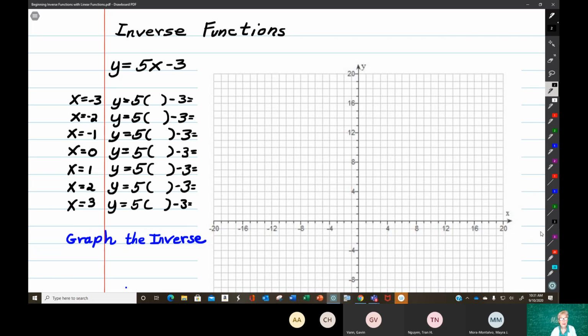First thing I'm going to do, and this is where points come in, they're important, you'll see. I'm going to find a bunch of points that are on this line. I'm going to let x equal -3, -2, -1, 0, 1, 2, and 3. And of course, that means I just put -3 in for the x.